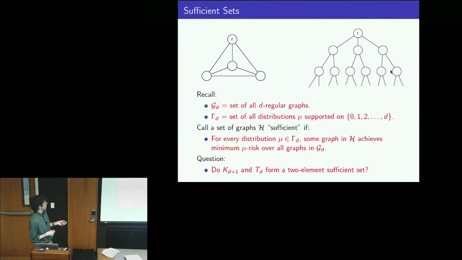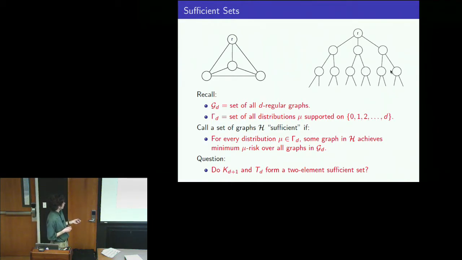This is all distributions supported on these points. Let's say a set of graphs is sufficient if they're sort of on the lower envelope of this risk function, so that for any distribution, some graph in my family achieves the minimum mu risk over all graphs. So for example, I could say, okay, sometimes it's the clique, sometimes it's the tree, but that's it. They are a sufficient set. Maybe sometimes other graphs tie them, and certainly other graphs will tie them. For example, if I take the distribution that never assigns zeros, everybody's safe on any graph.